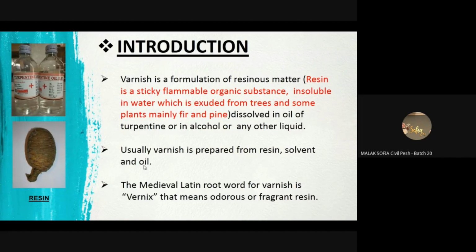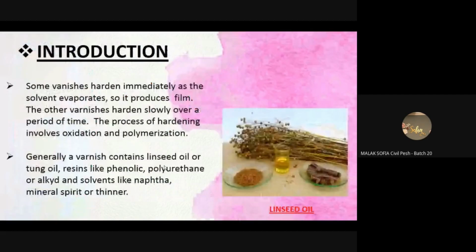The medieval Latin root word for varnish is vernix, which means odorous or fragrant resin. Medieval is just about the Middle Ages, so it is a Latin word derived from vernix, and it basically means a resin that has become fragrant or a resin which has a smell. If you have witnessed varnish in daily use, you would have noticed it has a smell.